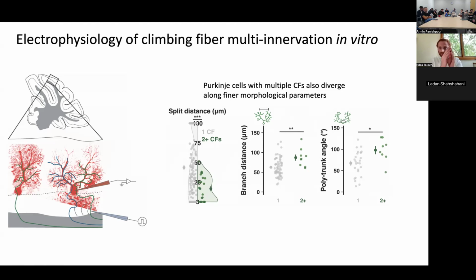If I measured the distance between the dendritic branches that form the multiple compartments, you can see that the cells that have multiple climbing fibers tend to have wider separation between the compartments. And for the polydendritic cells, the angle between these multiple trunks emerging from the soma tends to be wider. So this gives us a sense that there really probably is a very important role for the morphology here. It's a very tight link between these fine morphological features and the prevalence of multi-innervation.